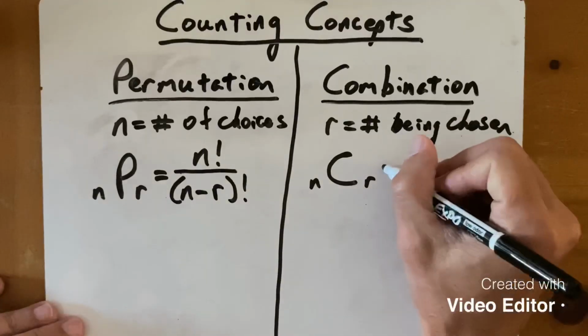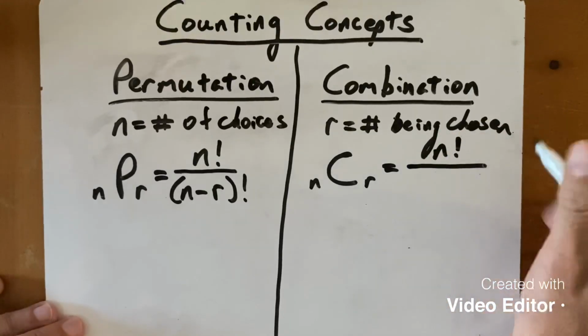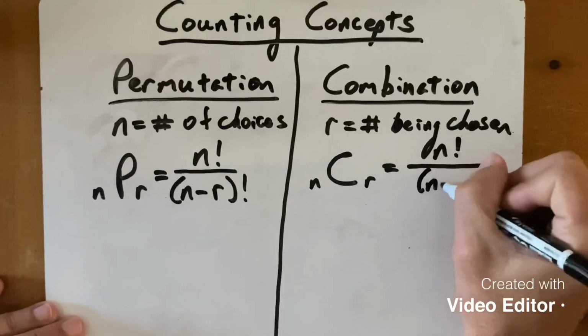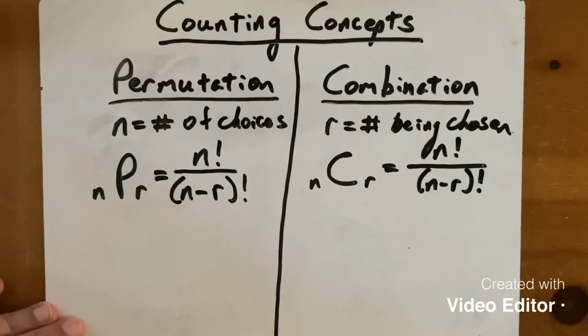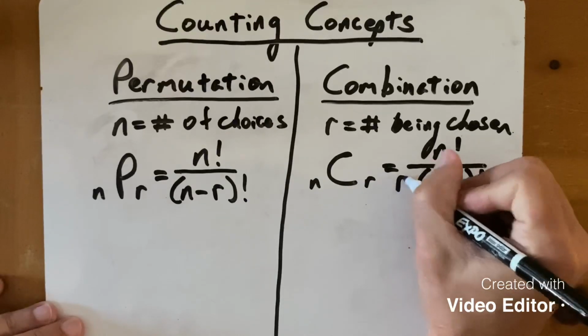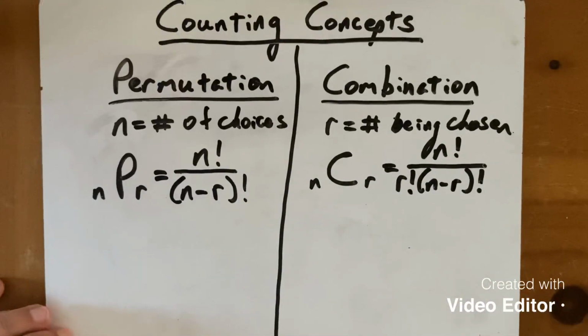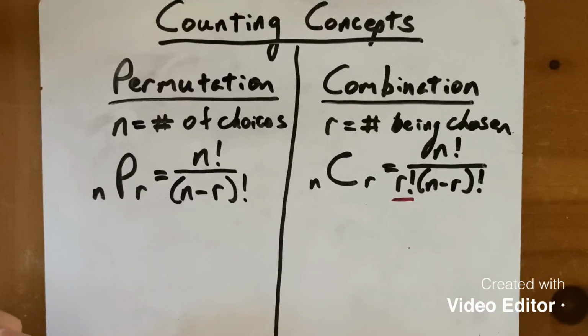For combination, it's very similar. It's also n factorial on the top, and it has n minus r factorial on the bottom. The only difference in that one is that we're also going to multiply the denominator by r factorial. That's the only difference between permutation and combination, that one little piece. Other than that, the equations are pretty much identical. Remember, n is the number of choices that we have, r represents how many are being chosen.